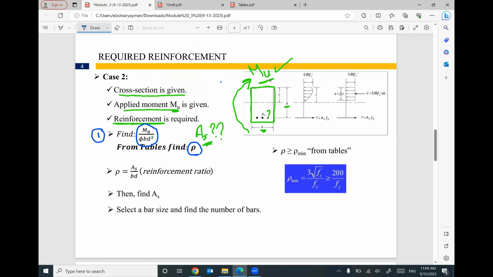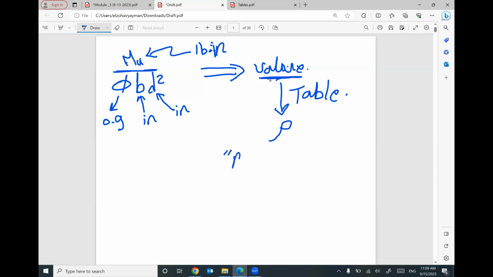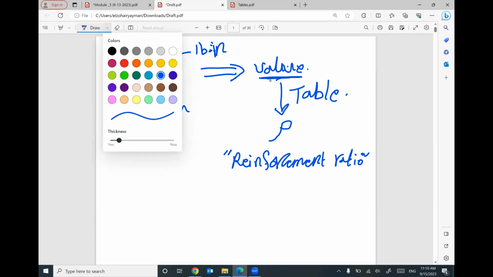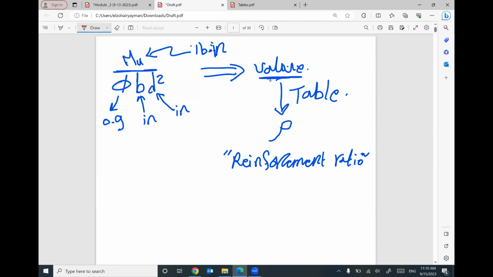This value of rho is called the reinforcement ratio. One more time: I will use this expression, M ultimate divided by phi b d square, to find a value. This value, I will use it with a table. This table will give me the value of rho, which is called the reinforcement ratio.